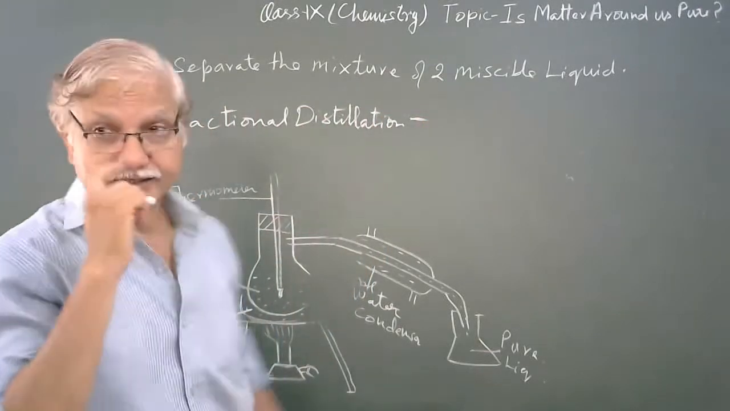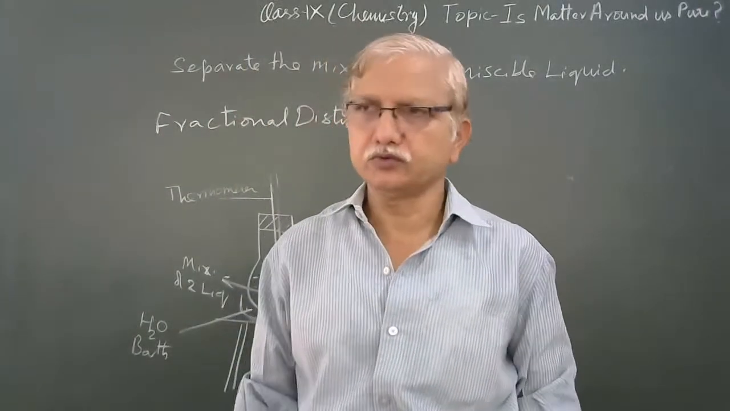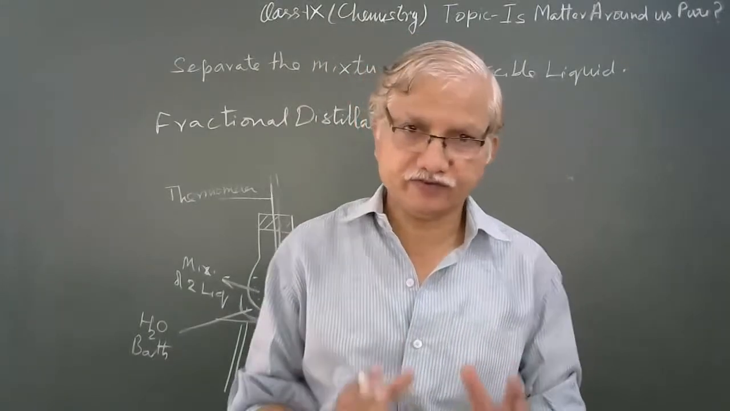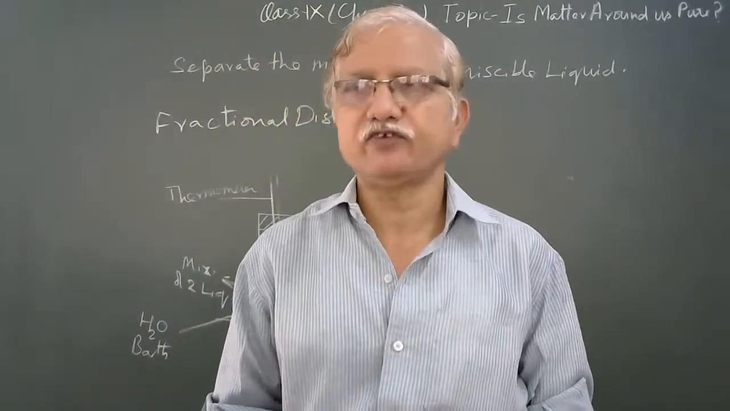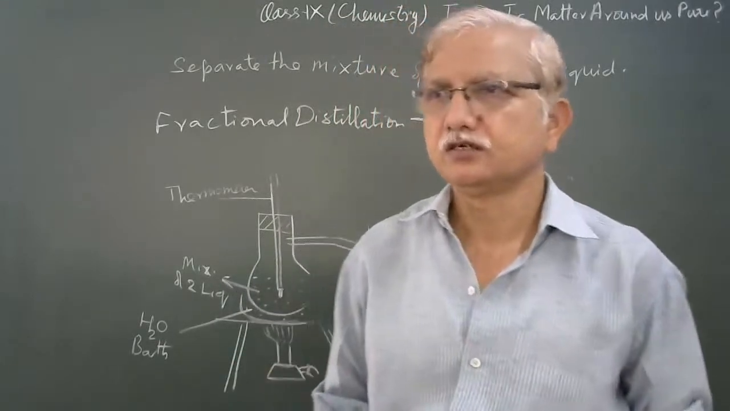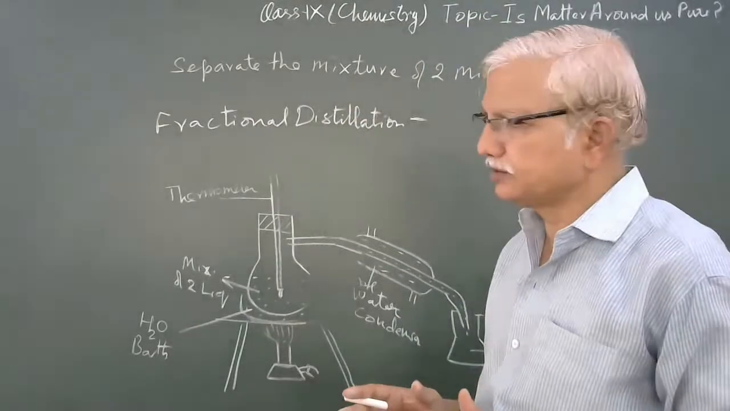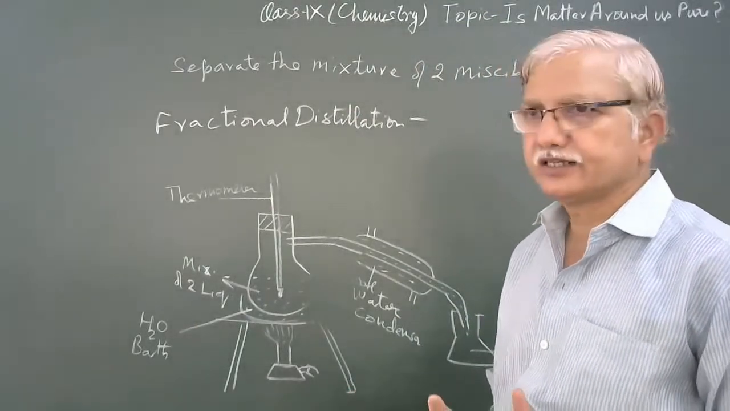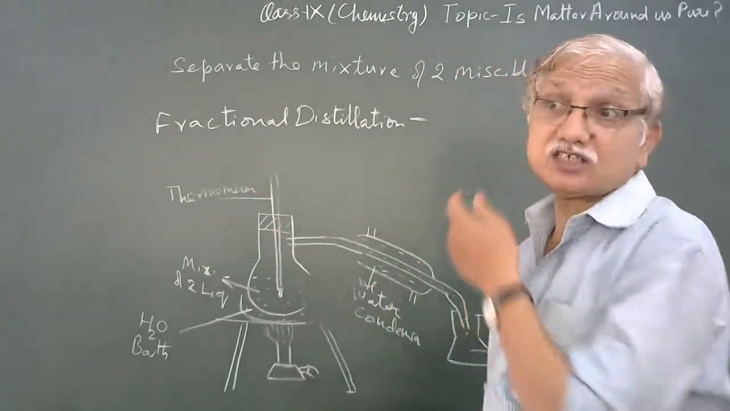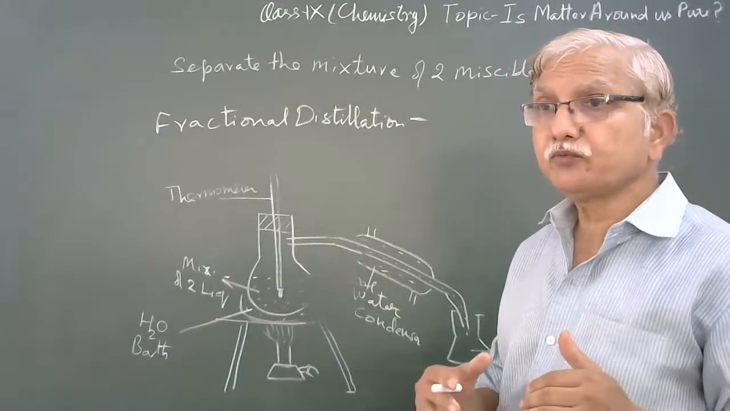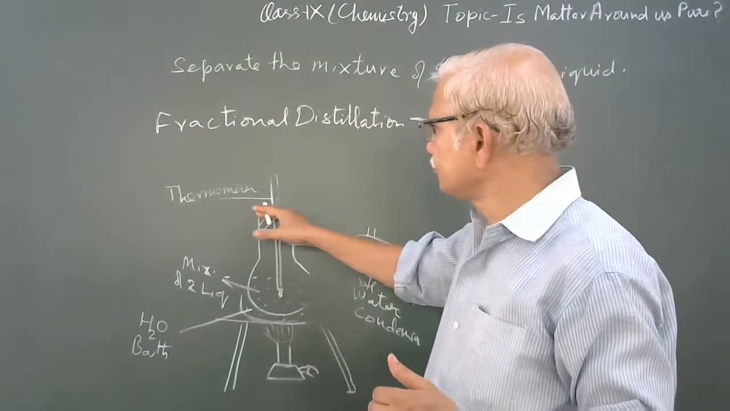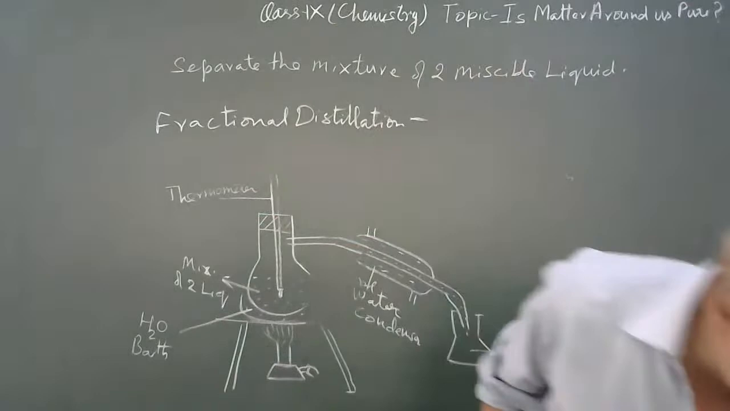Fractional distillation. As just now I explained to you, if components of a mixture have a boiling point difference less than 25 degrees Celsius, then we cannot separate them by simple distillation. These components, if their boiling point difference is less than 25 degrees Celsius, can be separated by fractional distillation. Fractional distillation में क्या करते हैं? We have to maintain temperature at a certain temperature and दूसरी बात we are using a fractionating column.